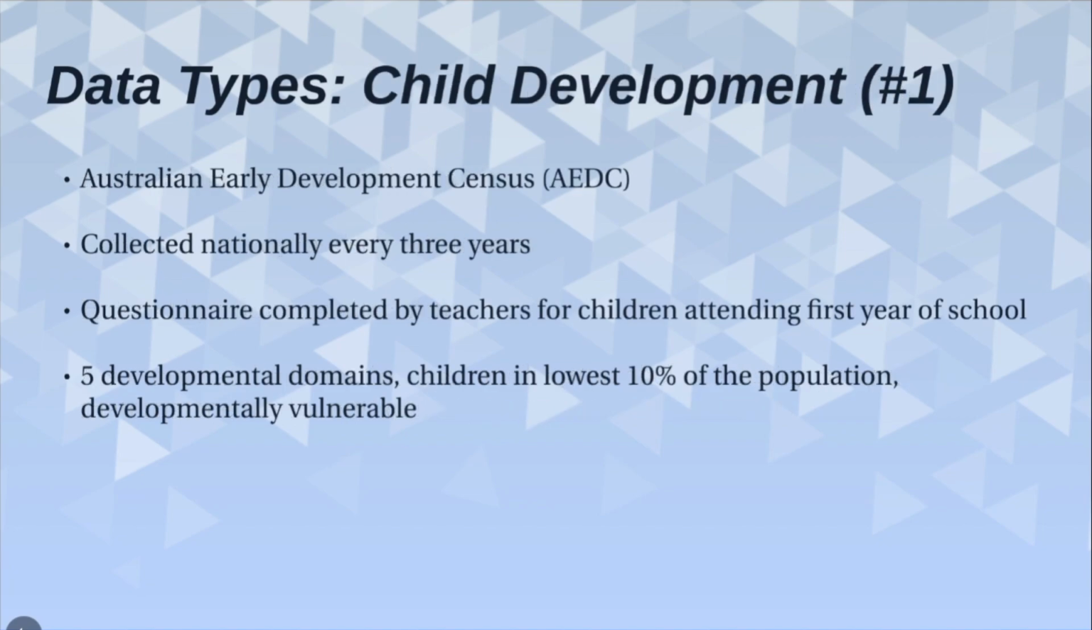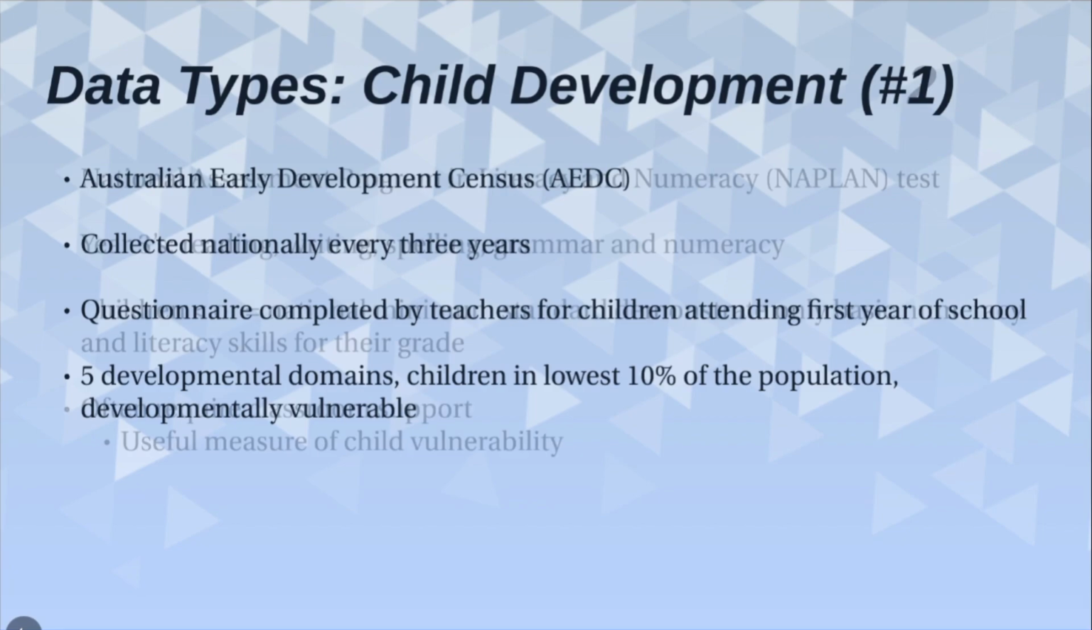Child development will be measured through results of a national census called the Australian Early Development Census, or AEDC. The AEDC is collected nationally every 3 years and is a questionnaire that is completed by teachers for children attending their first year of full-time schooling. The AEDC has 5 developmental domains, and children who score in the lowest 10% of the population are considered developmentally vulnerable, which will be the study's primary outcome.